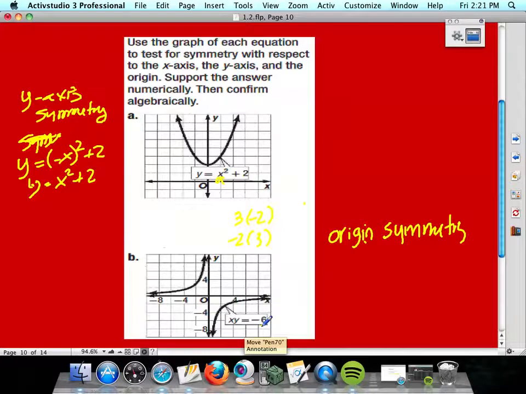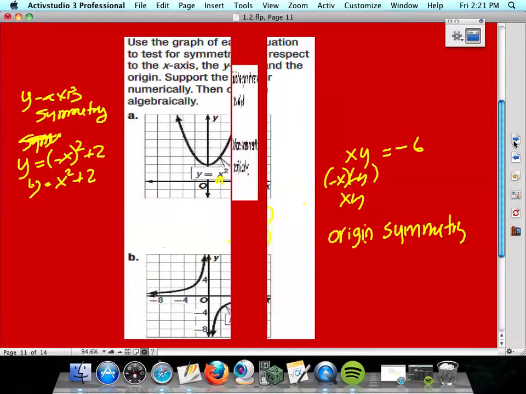Algebraically, what I would do is I would say, okay, if I have x times y, and I put in a negative x times a negative y, does that change the equation at all? And the answer is no, because a negative times a negative is still positive, so it's the same thing. That's why it has origin symmetry.